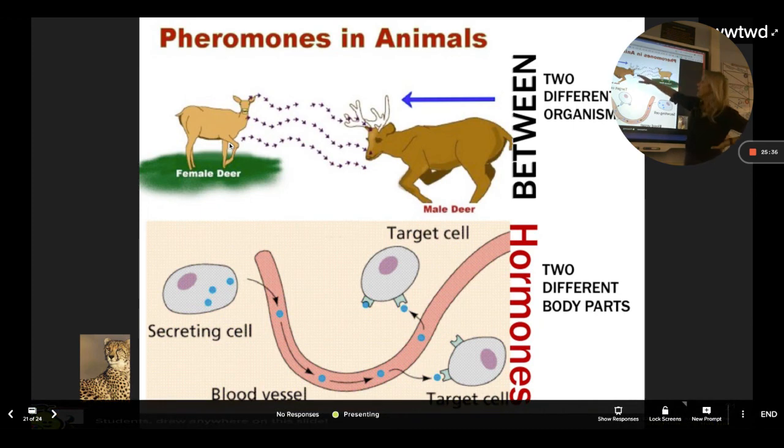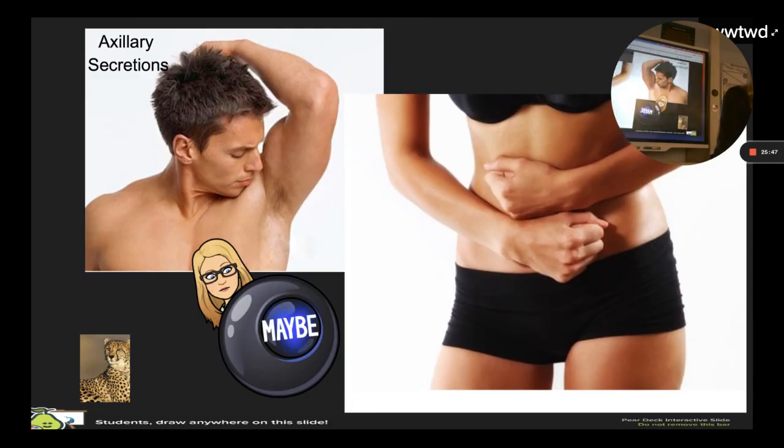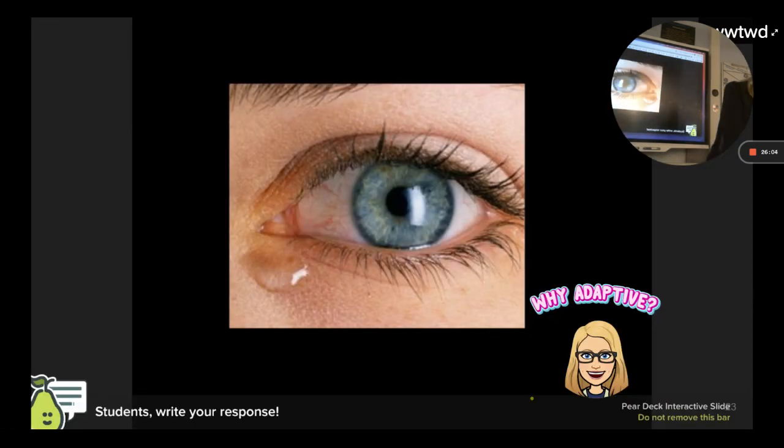Okay. Difference between hormones and pheromones. Hormones are within your body. Pheromones are like two different organisms signaling to each other. We talked a little bit about how females could drag other females onto their menstrual cycle. And we talked about those axillary secretions, and maybe we would be attracted to somebody who has different MHC factors than us. And then last but not least, we talked about tears.